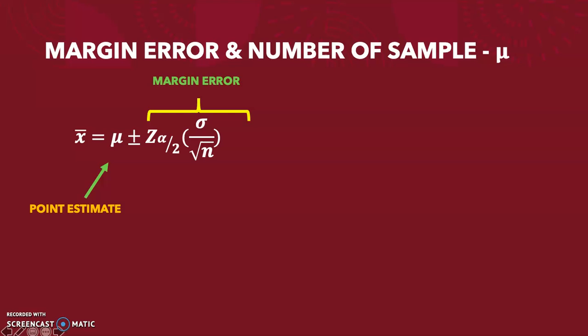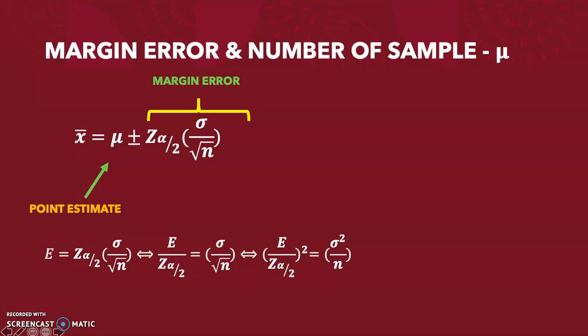Thus, to determine the number of sample that is appropriate, we can derive it from the margin of error formula. Suppose E is the margin error. Let us rearrange the margin error formula and result in the formula for n here, which can be used to calculate the number of sample appropriate to represent our population.